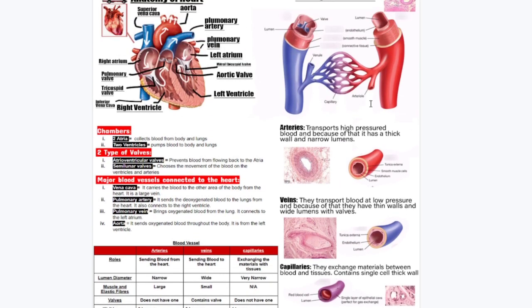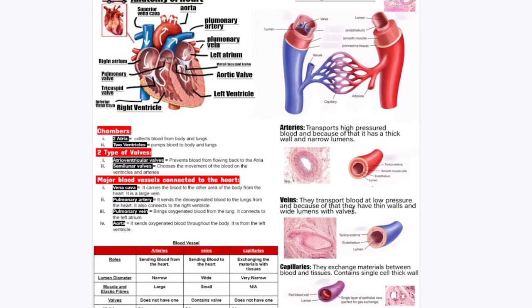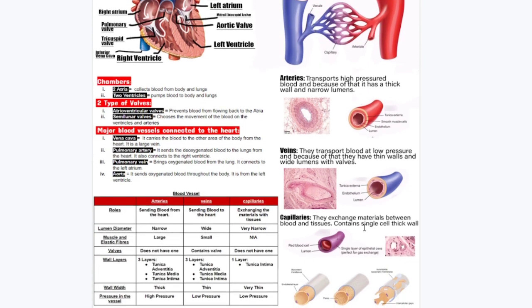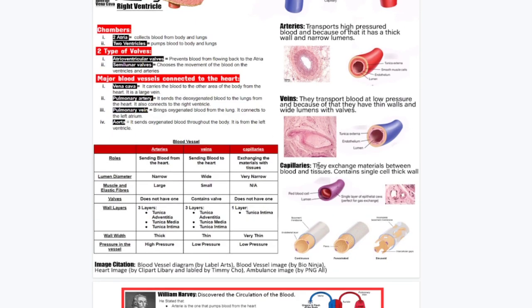And the second one here is the veins. Veins transfer low blood pressure, and because of that, they have thin walls and wide lumens with valves. It's right here, and this is a picture.